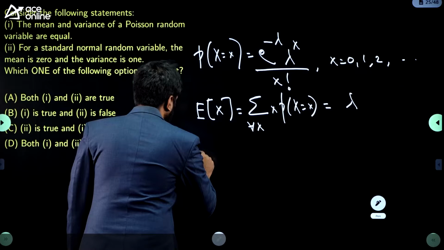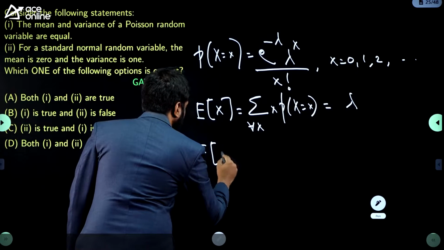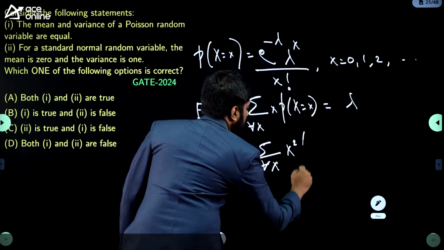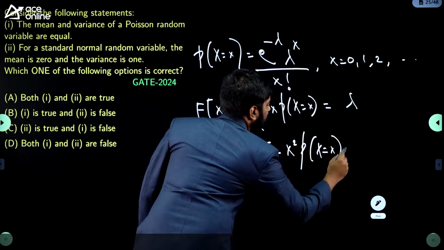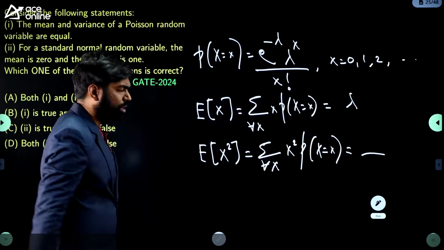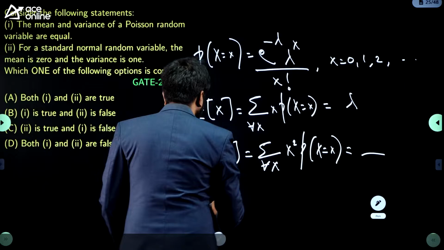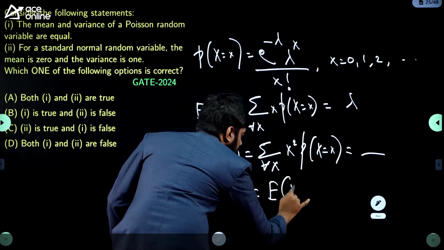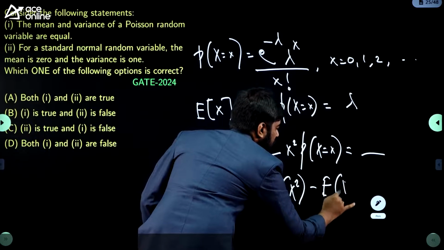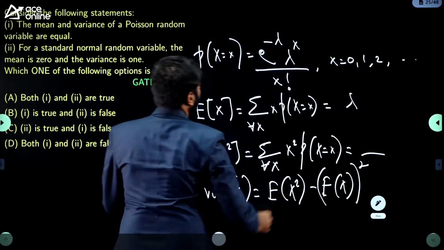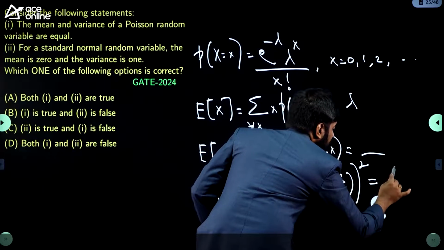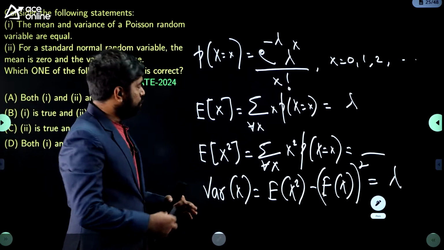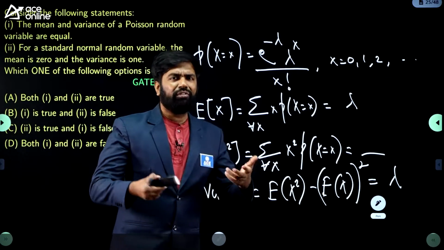Same way, if you find the second moment, that is E of x square, which is summation over all x, x square into the probability of x. If you try to find this, you get some result. Let us say you do not remember that, that is also fine, but with this you have to find the variance. The variance of x is E of x square minus E of x whole square. When you substitute these two pieces of information here, you get another simple result, that the variance of Poisson random variable is again lambda. We usually do these calculations in the classes, or sometimes we do not do.